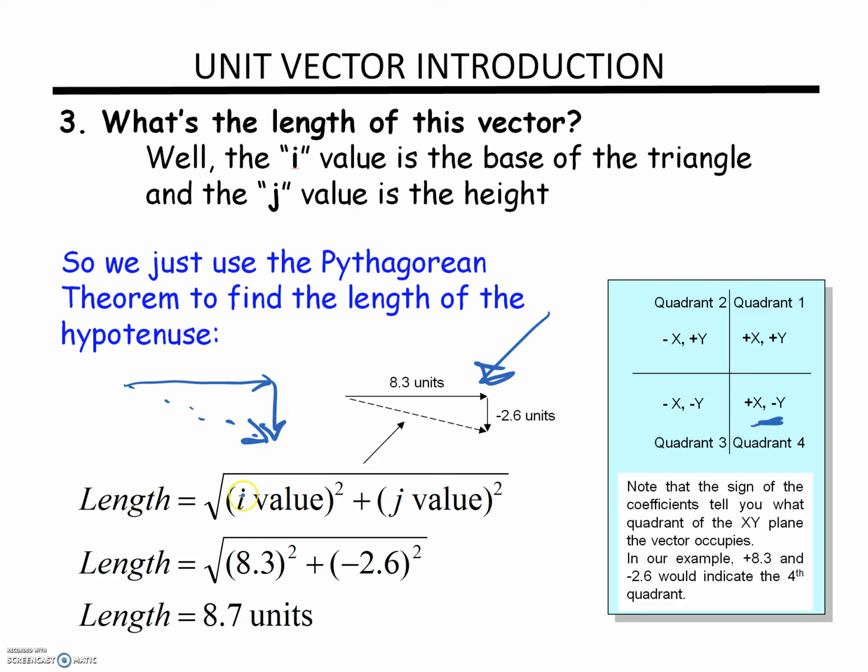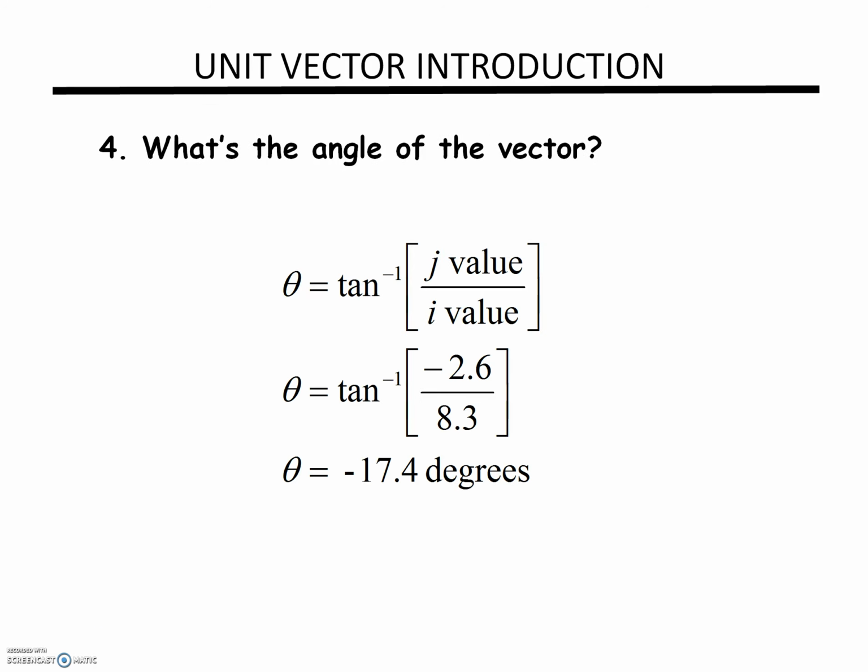So using the Pythagorean theorem, we square the i value, we square the j value, make sure the negative sign is inside the parentheses before you square it, and you get 8.7 units long. All right, Pythagorean theorem. What's the angle? Well, we use the inverse tangent of the j over i value. Minus 2.6 is the j value, 8.3 positive. So the minus sign is important because it gives us a negative 17.4 degrees. So we saw that the angle pointed down like this.